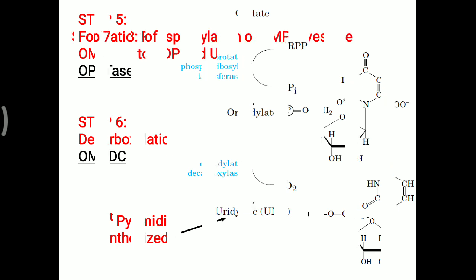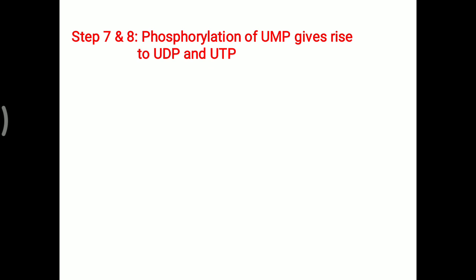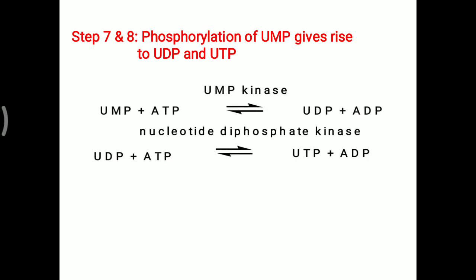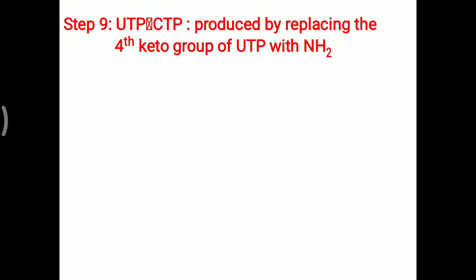Now this uridine monophosphate is further converted into UDP and UTP by successive addition of phosphate molecules. First, the UMP kinase enzyme is needed, which will convert UMP into UDP. Next, another phosphate molecule is added, again with the help of ATP, but here the enzyme nucleotide diphosphate kinase is needed. So that is UMP to UDP and UTP formation. Further, UTP goes to CTP formation.